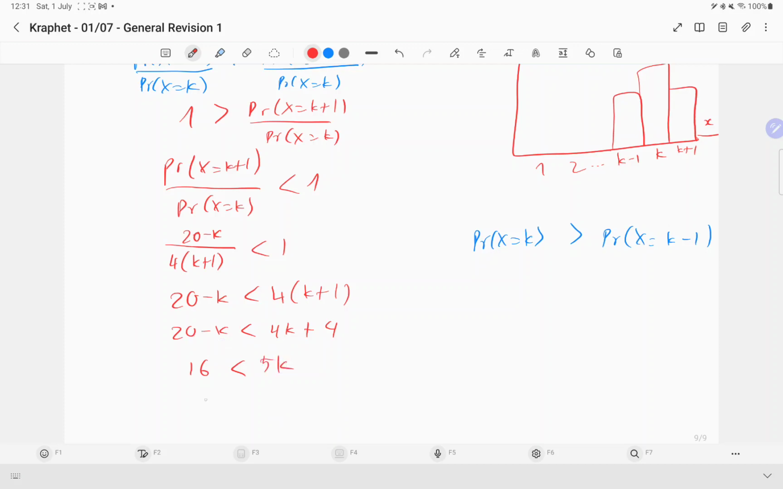So 5K. Then 16 over 5 must be less than K. Again, we're dividing by a positive, so you don't need to change the inequality sign. So let's write it this way: 16 over 5 less than K. That's the first condition.